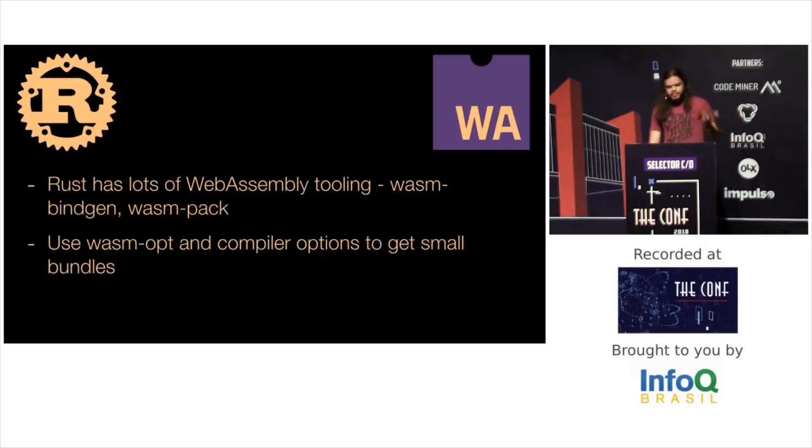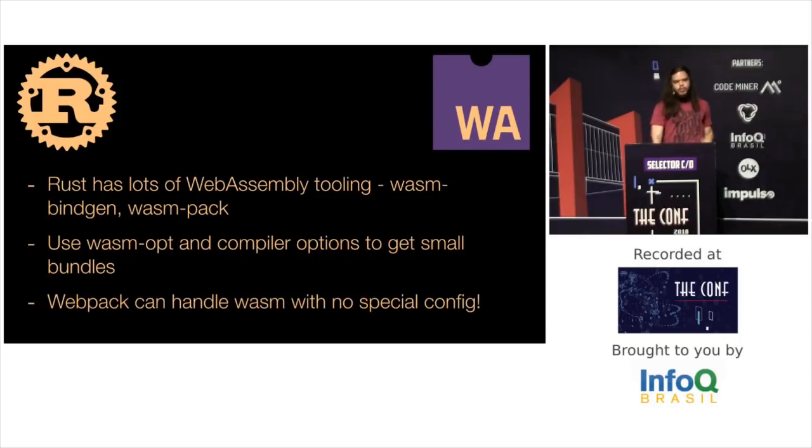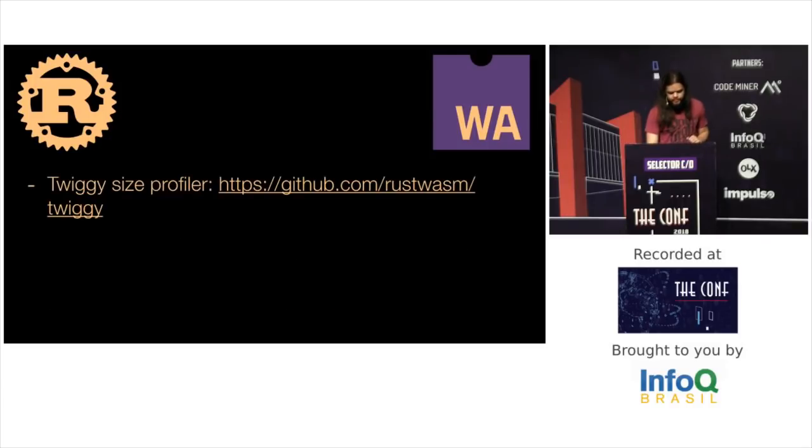So you have wasm_bind_gen, which I talked about. You have wasm_pack. You have wasm_opt. You can use all of those to get your WebAssembly bundles out very easily. You can decrease their size. And Webpack itself can handle WebAssembly without any configuration. It's already ready for WebAssembly, and it can bundle WebAssembly just like it would do with JavaScript.